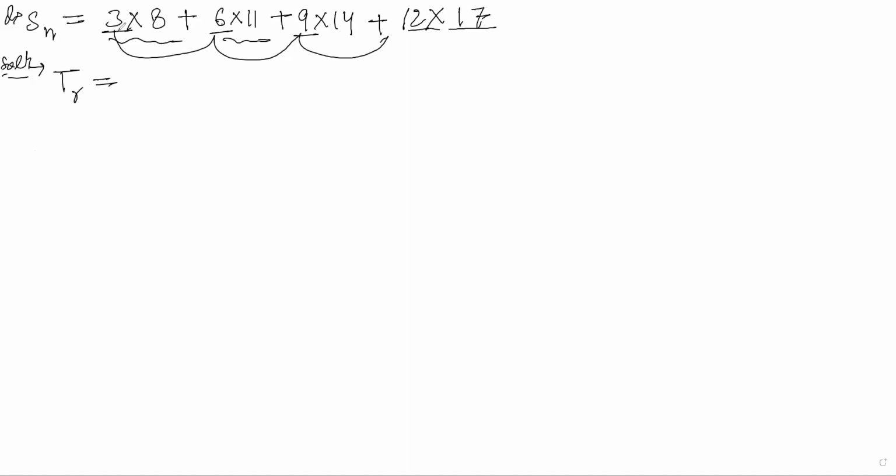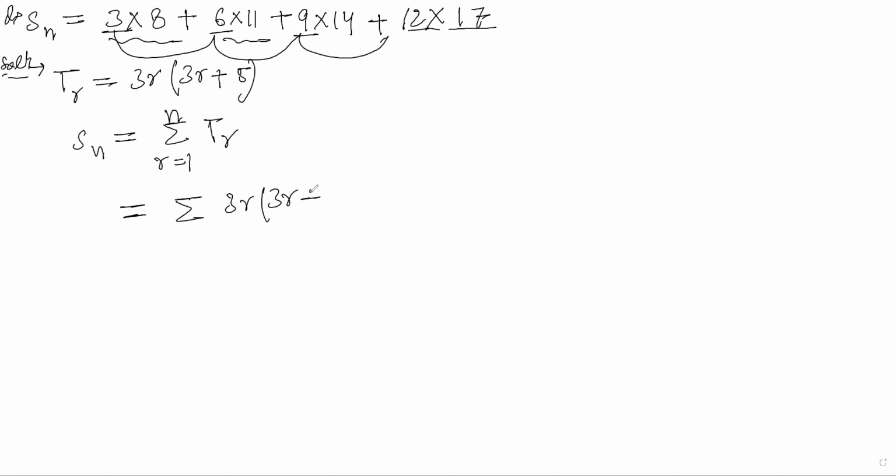And if you go intuitively, these are the multiples of 3: 3, 6, 9, 12. This is basically 3r. And the next term is 3r plus 5. Just add 5 to it. So Sn would be sigma Tr, r from 1 to n. You know Tr, put that value, use the formula which you have already studied and find out the sum.